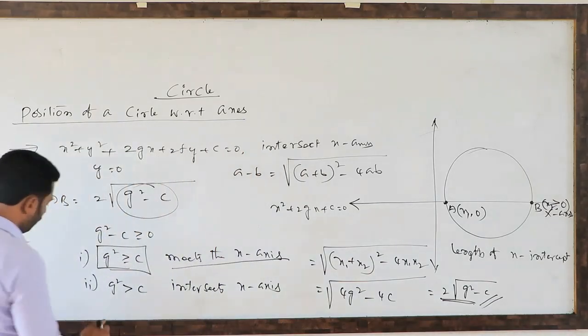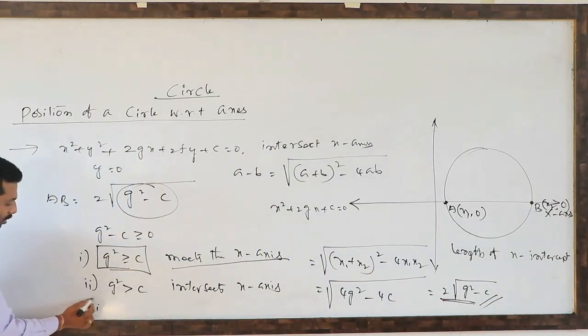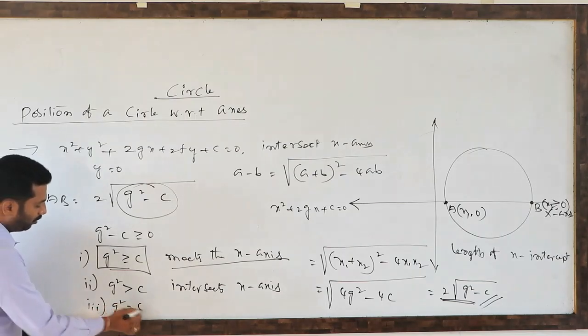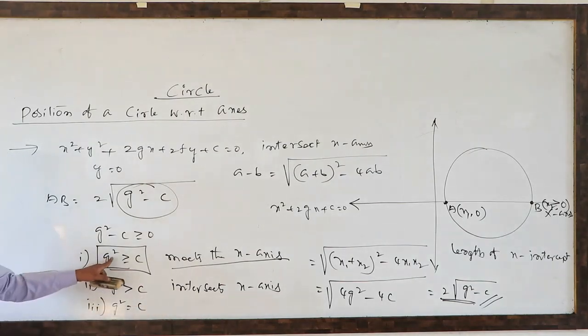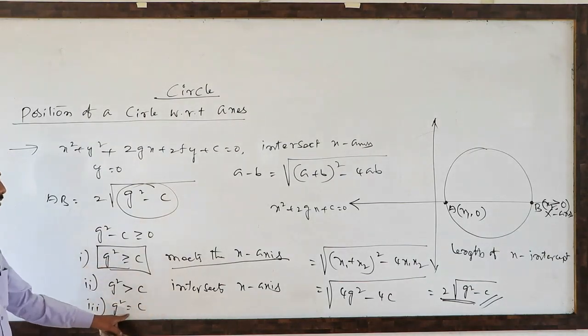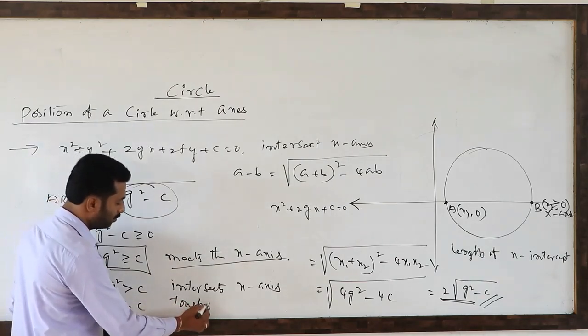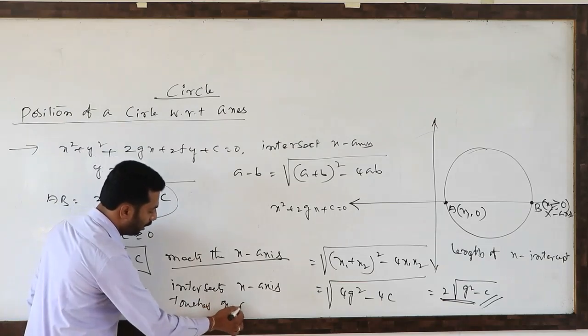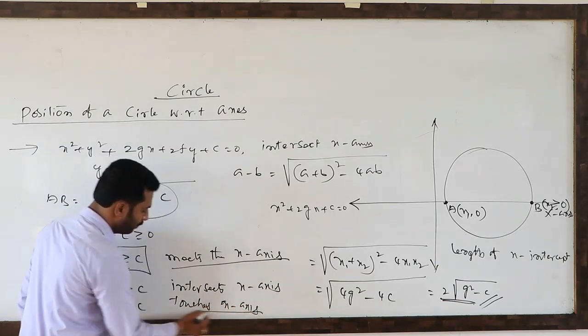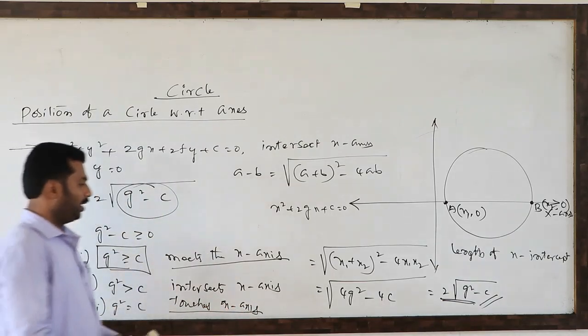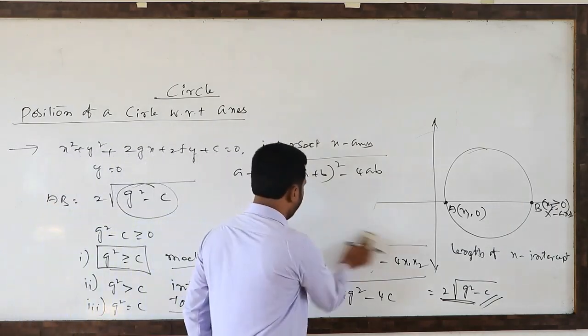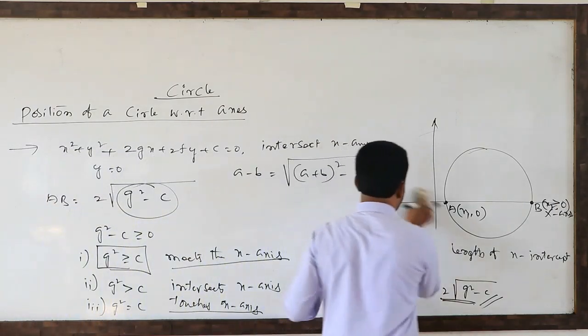Next, the third point. Suppose g² = c. Here two cases will come. g² = c means the circle touches the x-axis. You observe, touches the x-axis. How did we get the condition? Now I will tell you.